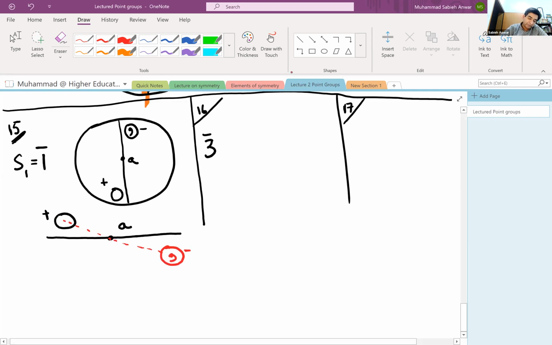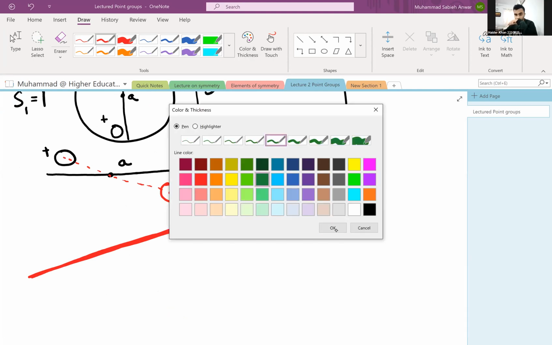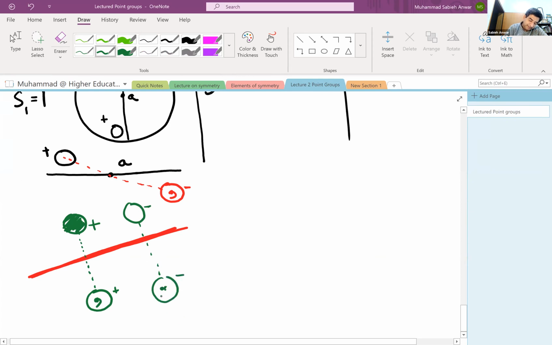So how do mirror planes work? If this is my mirror plane vertically placed and I have an object here, I draw a normal to the mirror plane and extend the normal to the other side. This becomes its enantiomer, the mirror image. Something that is above remains above, something that is below remains below, but still I get the mirror image. So this is the action of a mirror plane.